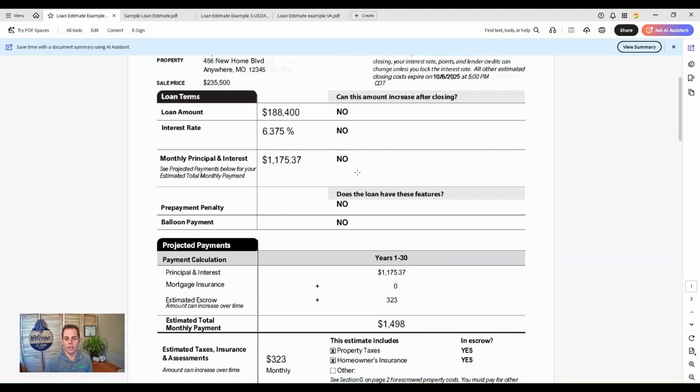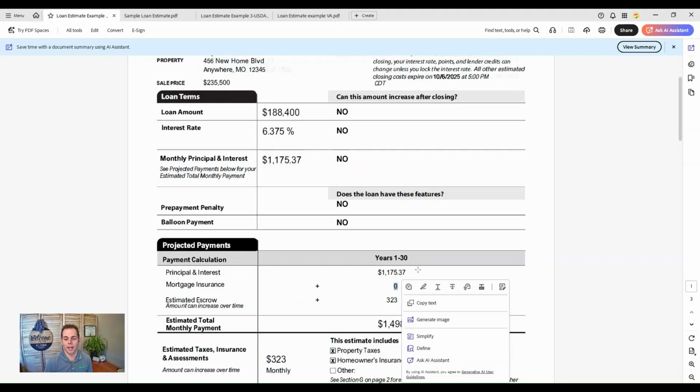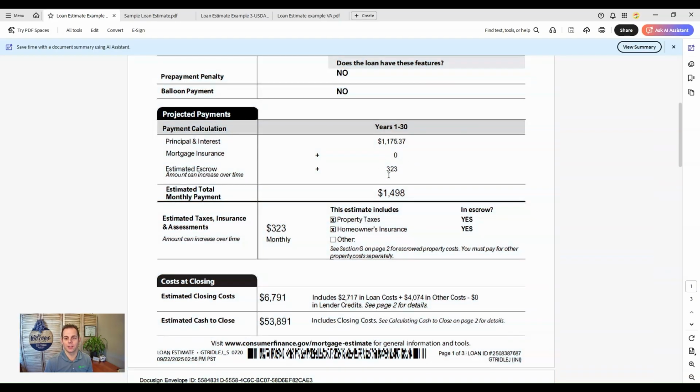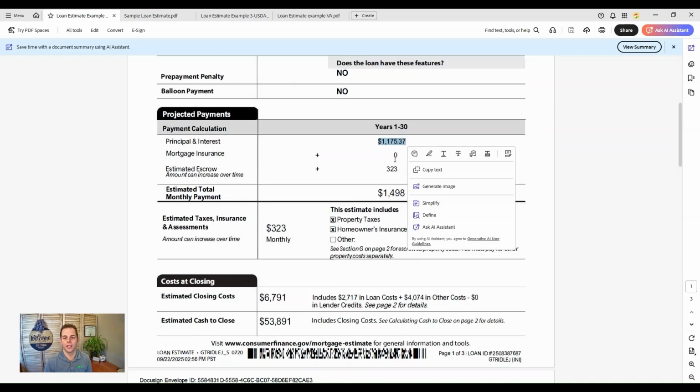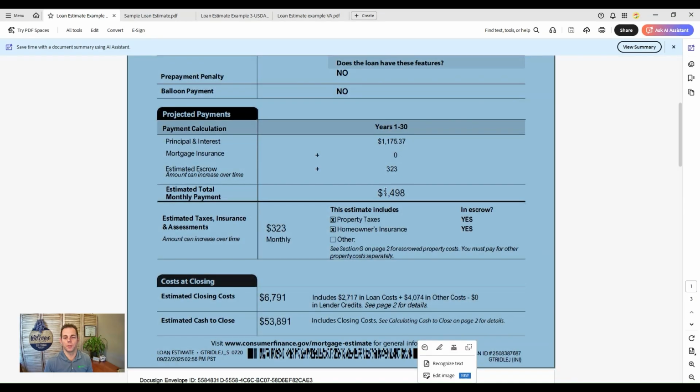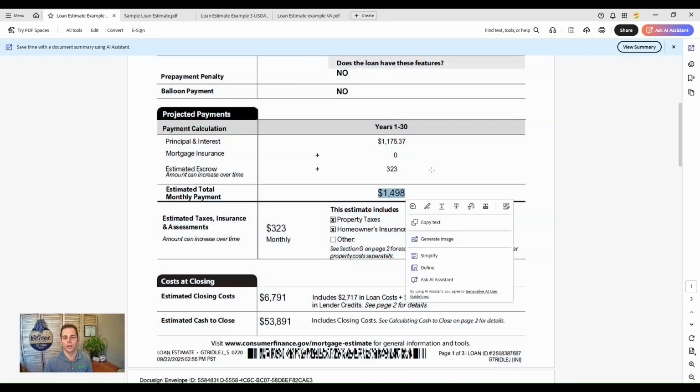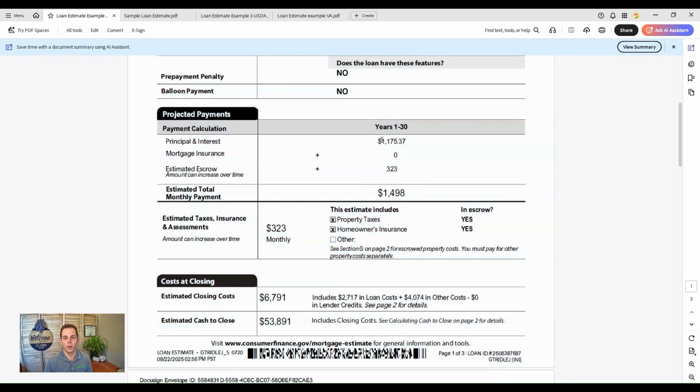This particular loan, he's not paying mortgage insurance. That's the PMI I was talking about. But he does have to pay $323 in escrow. Escrow is just a fancy word for a bank account that the title has, and we deposit your 1/12 of your homeowner's insurance and 1/12 of your property taxes into that account for the year. And then at the end of the year, we make the payments for you to your insurance and taxes. But we have to collect that, and it's called escrow. So your principal and interest is 1175.37. Your escrow is 323, which makes your total all-in payment 1,498 on a loan estimate. This number will fluctuate a little bit.